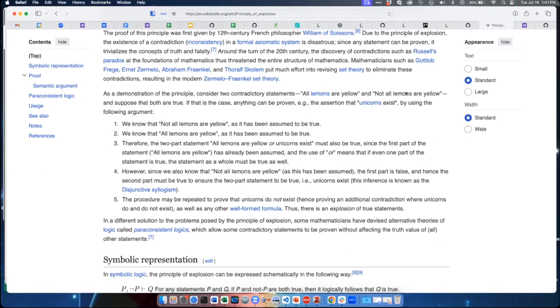So if you are building a large database of things that you believe to be true, you can't have any two of them contradicting, because that will lead to a principle of explosion.